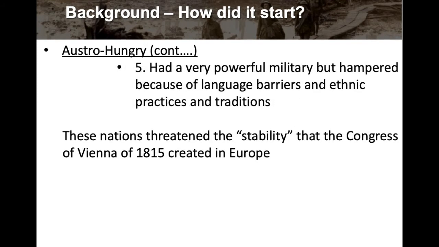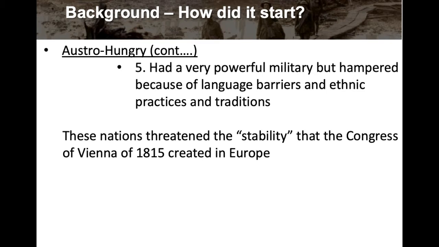Number 5, they had a very powerful military, but here's the thing, it was hampered by language barriers and ethnic practices and traditions. So even though they had a larger military machine, the language barrier caused issues. So it kind of broke down that way, and that would be overcome in World War I because they needed so many bodies, so many soldiers. It didn't matter what they spoke, they went to the front line speaking their own languages.